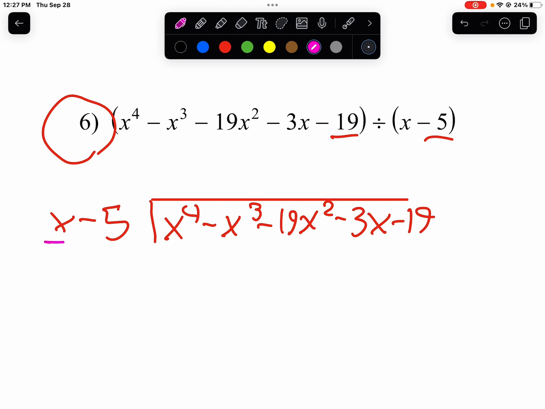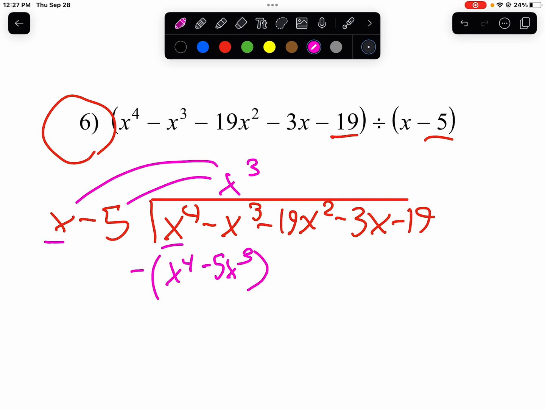So we need to multiply x by something to give us x to the 4th, which is x cubed. So we're going to get x to the 4th minus 5x cubed. And we have to make sure to switch our signs. So we're going to switch both these signs to a negative and then a positive. And we end up getting 5 minus x cubed. And so we're going to get 4x cubed. Bring down the 19.